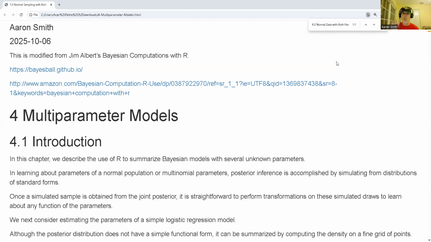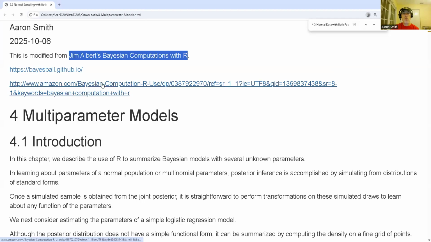Okay, now we're going to work through examples from Jim Albert's Bayesian Computation with R. Here is Jim's website, Bayesball, and here is the book on Amazon where you can purchase it. Also, students at the University of Central Florida can download the textbook for free through the library. All right, so let's get down to it.